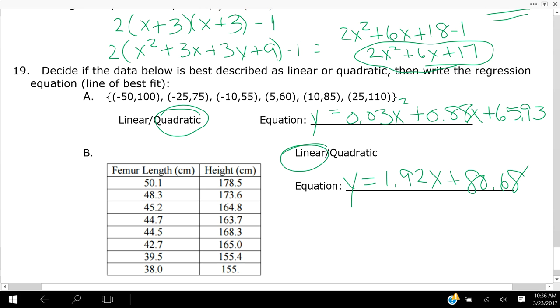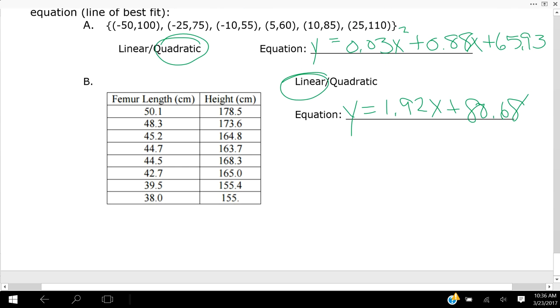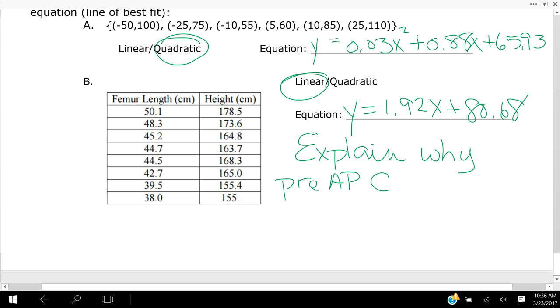If you want bonus points on your test, explain to me why. I should have put it somewhere in the middle. I gotta stop waiting till the end. Explain why pre-AP geometry is for you.